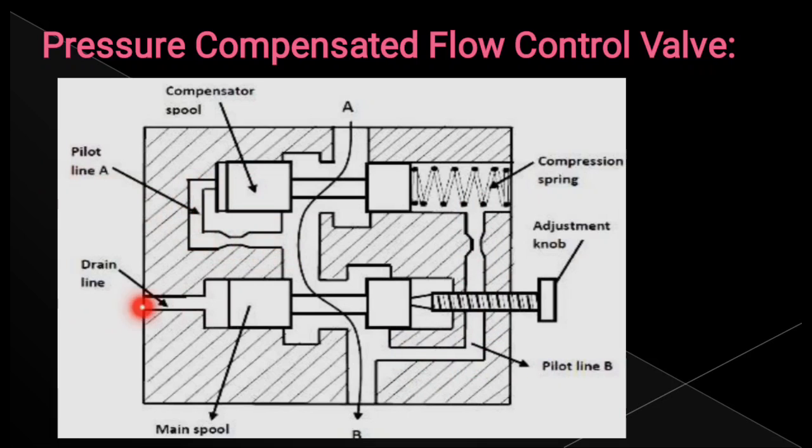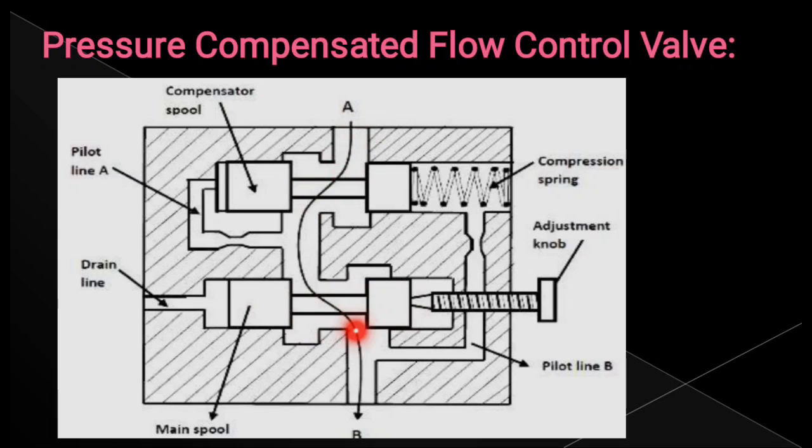Okay, so this is the drain line, where if you leak the liquid which is trapped out here, it can be drained out. Okay, so this is the construction of the pressure compensated flow control valve. So what happens actually when it is working? The liquid comes here.